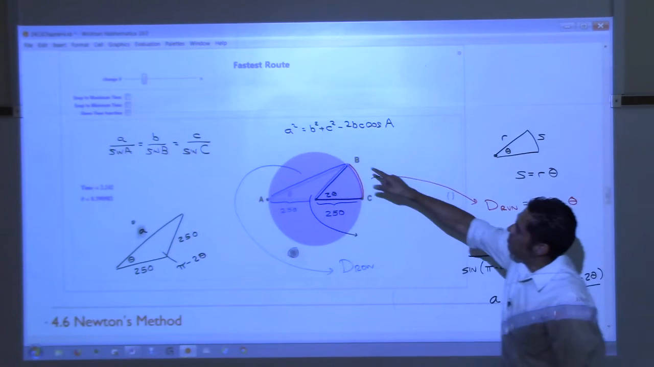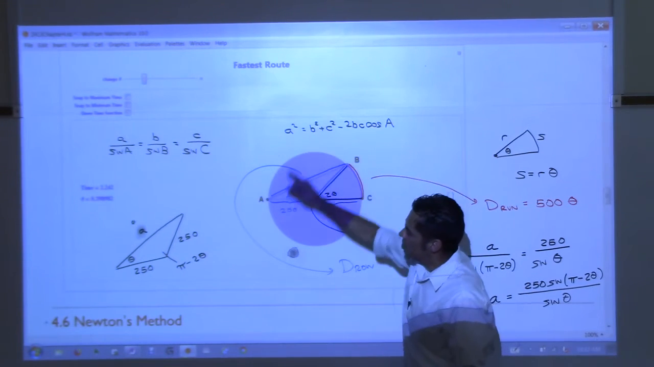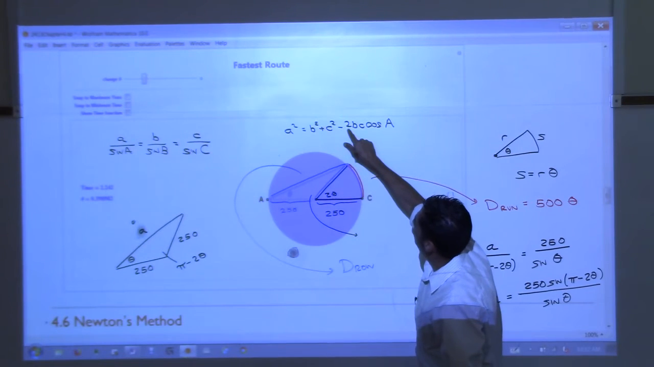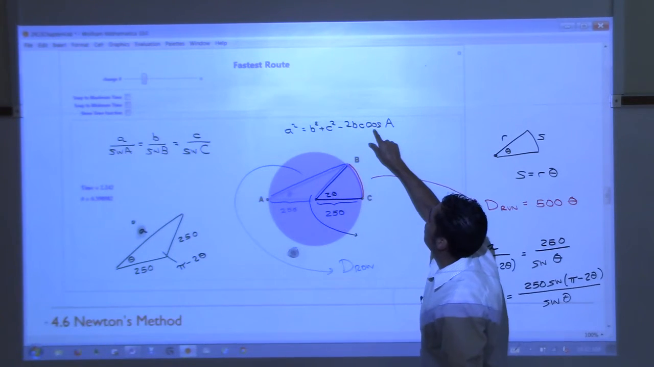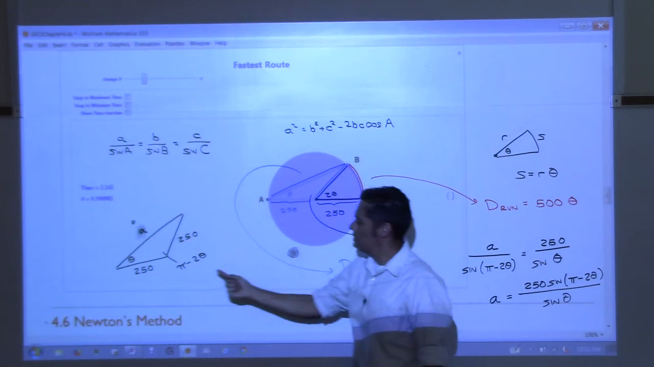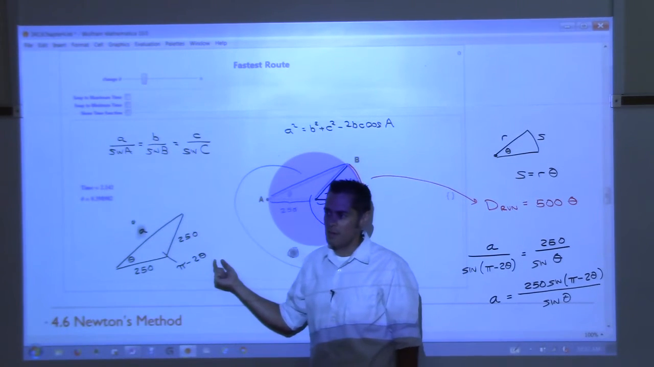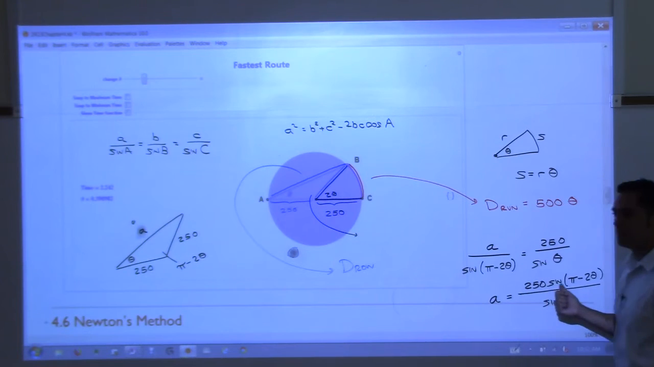And we know b and c are constants, right? These are the 250s. So I could go 250 squared plus 250 squared minus 2 times 250 times 250 times cosine of. I like the law of cosines actually better in here than I do this one. Okay. There's no way I'm going to be able to finish this. But what would we do if we were trying to set this up?